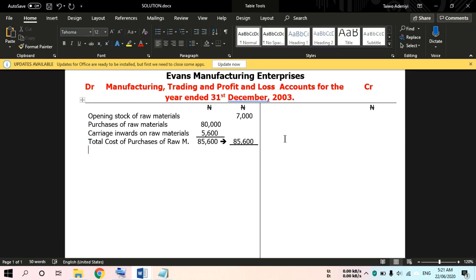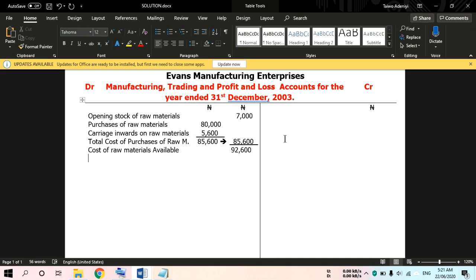So you add the 85,600 with 7,000 naira, and that will give you 92,600 naira. So that will be called cost of raw materials available. That will be 92,600.